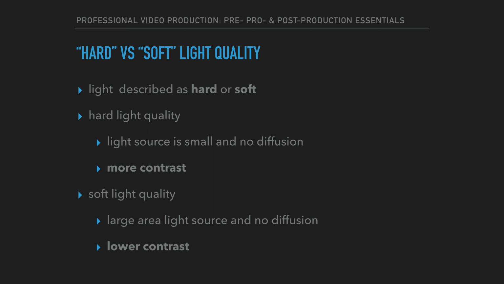On set, light is often described as hard or soft. This is a subjective assessment, which requires that one observe the light. So what is hard light and what is soft light?